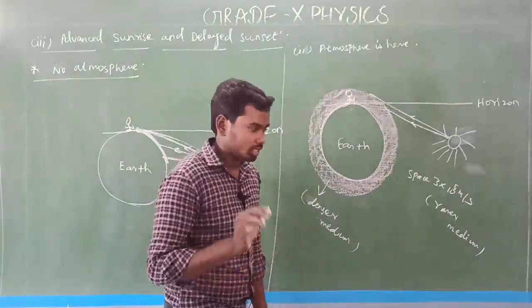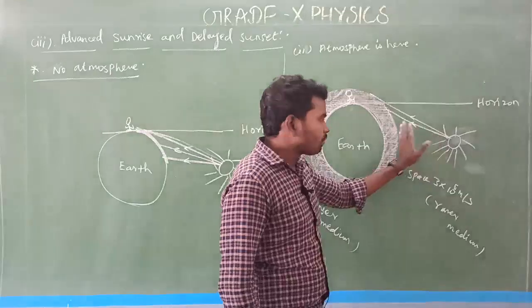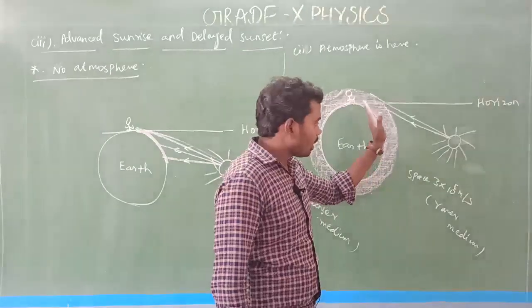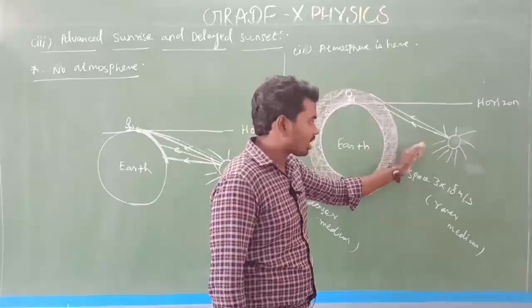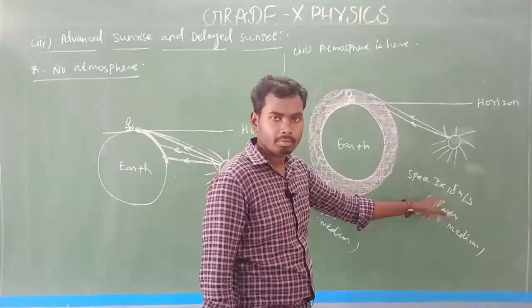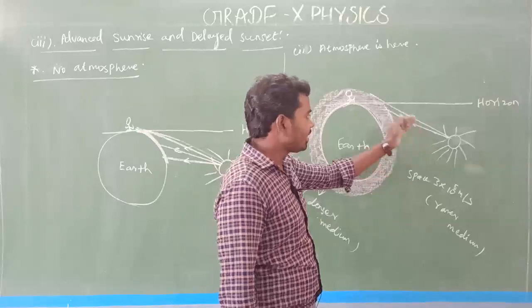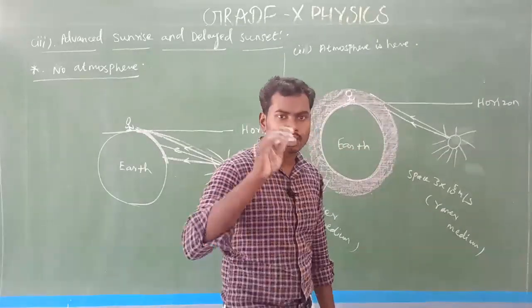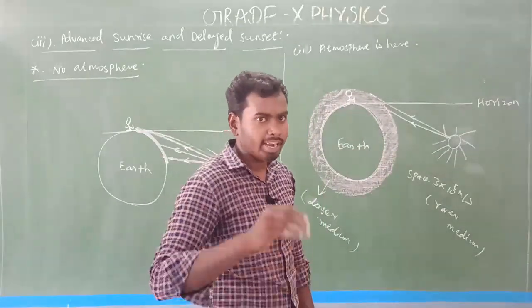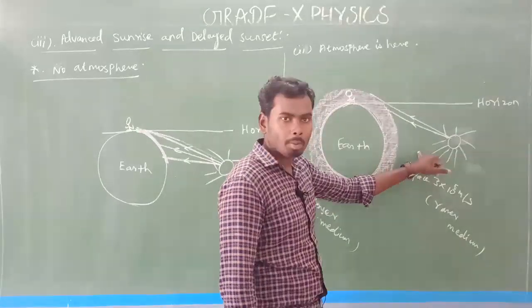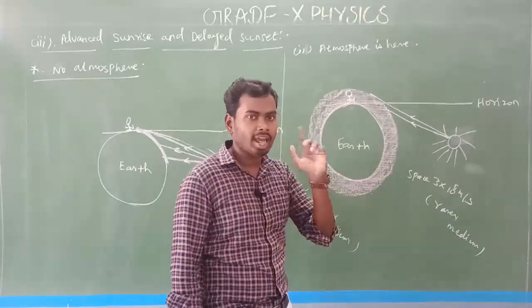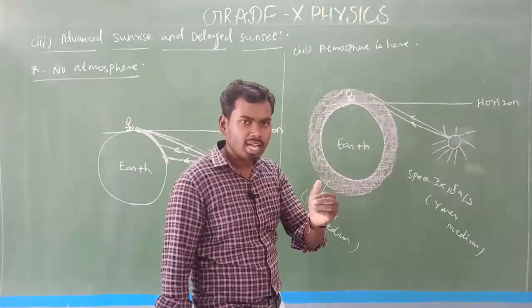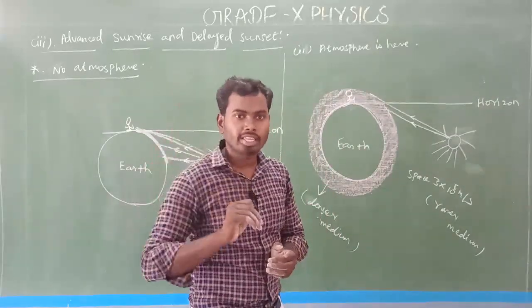Is it clear? Yes. So before entering the atmosphere, what is the speed of this sunlight? 3 × 10^8 meters per second. When the sunlight enters the atmosphere, what will happen? The speed of light will decrease, because space acts as an optically rarer medium and the atmosphere acts as an optically denser medium. Whenever light goes from an optically rarer medium to a denser medium, the speed will decrease as well as the direction will change.